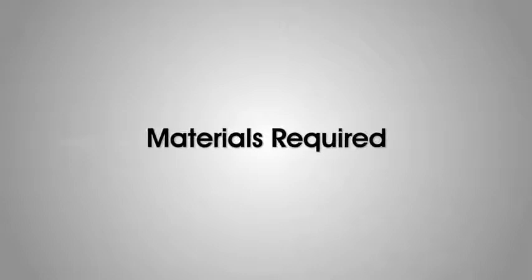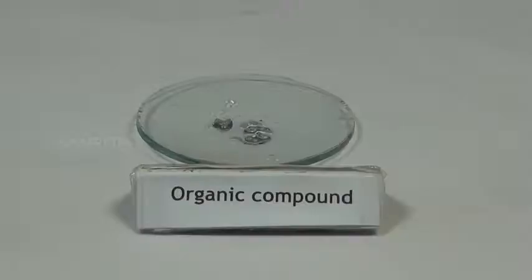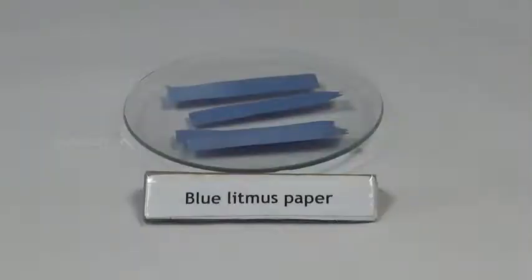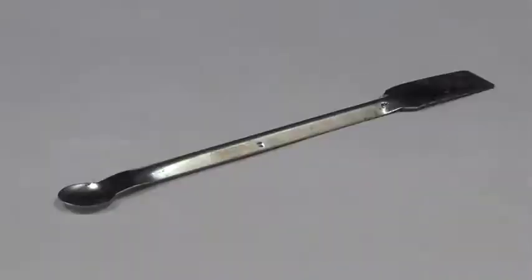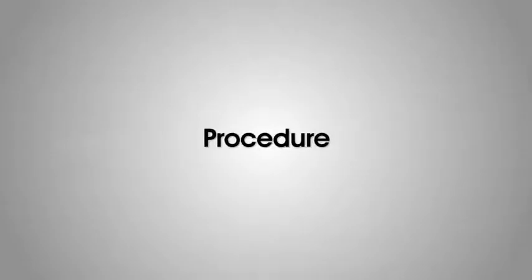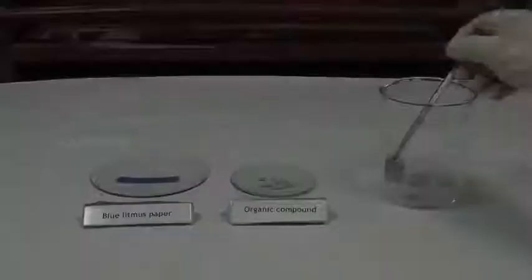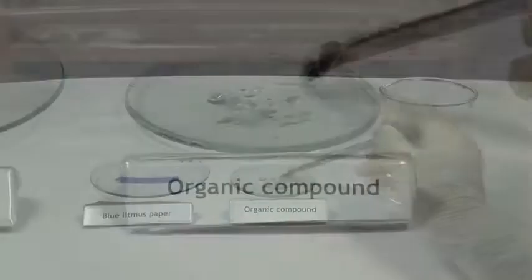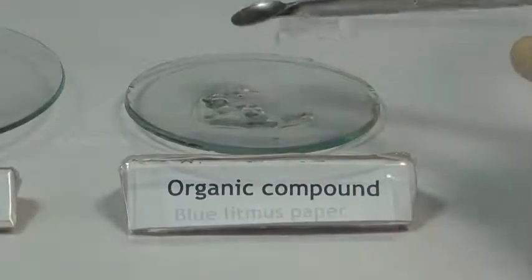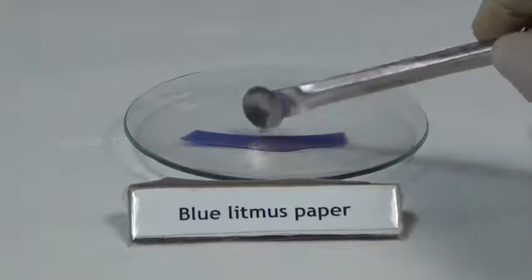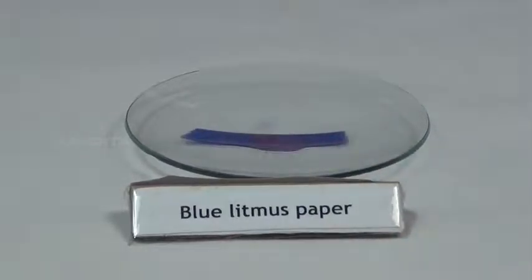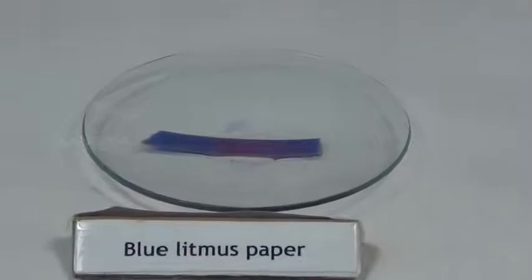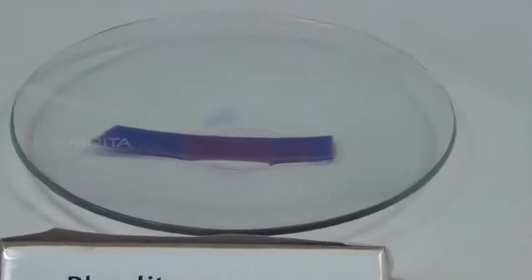Litmus test. Materials required: organic compound, moist blue litmus paper and spatula. Procedure: take a small quantity of organic compound using a spatula. Place it on the moist blue litmus paper taken in a watch glass. Phenol is a weak acid. It turns the color of blue litmus paper red.